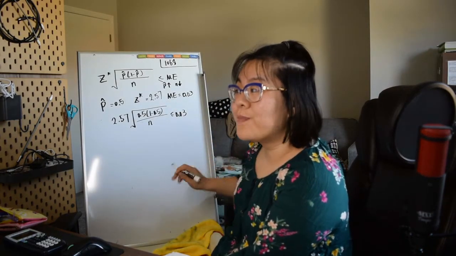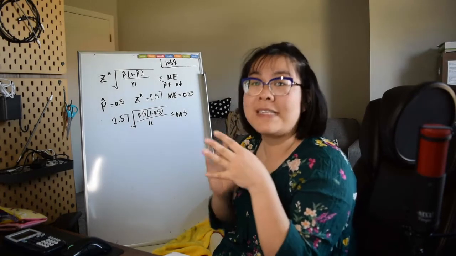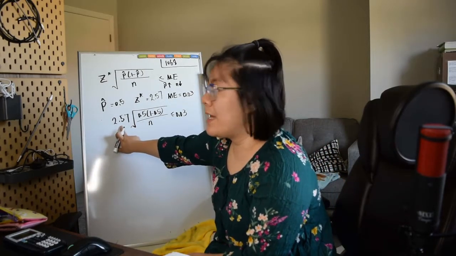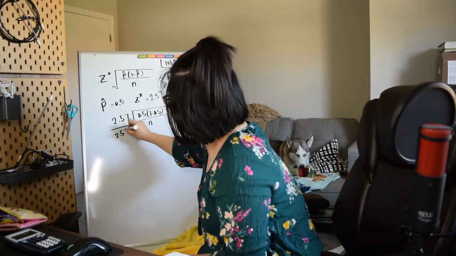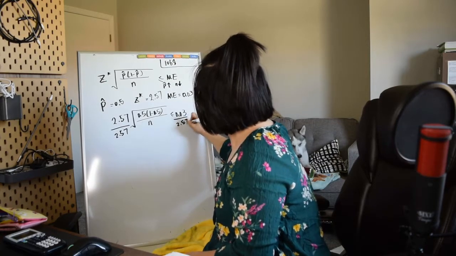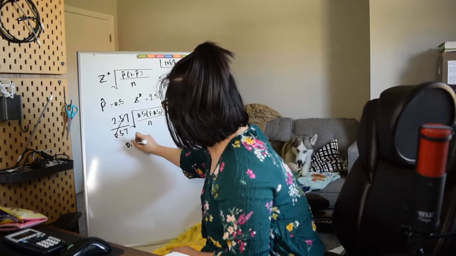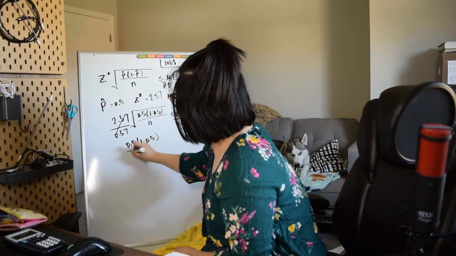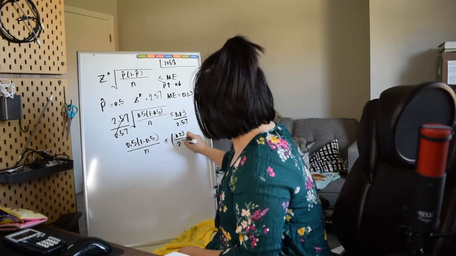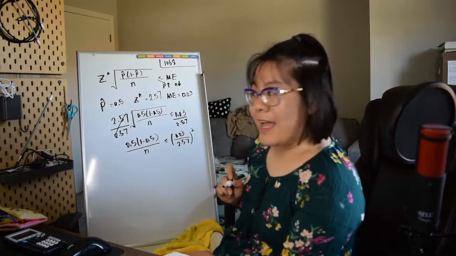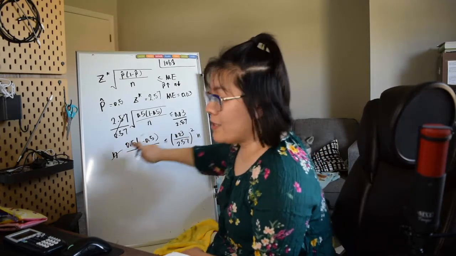We're gonna repeat the whole procedure again. If you are not very familiar with inequality, please find some practice to do. Okay, so first of all, we're gonna divide by 2.57 each side. And then we're gonna square each side, so the square root is gone. So I have 0.5 times 1 minus 0.5 over n is less or equal to 0.03 over 2.57, squared. Okay, I multiply by n each side, and then I divide by this whole thing on both sides.